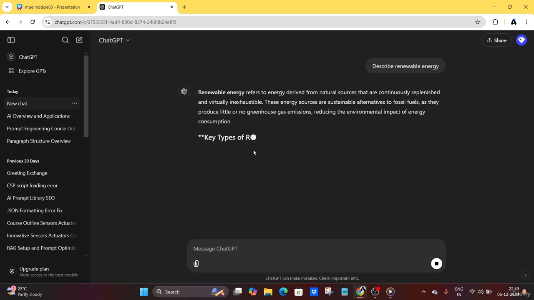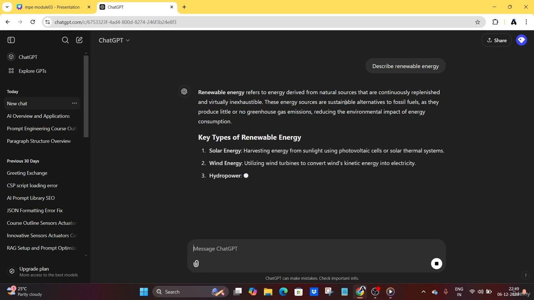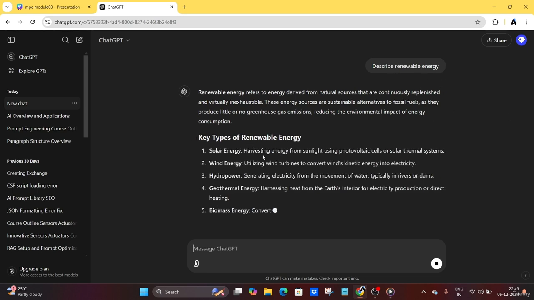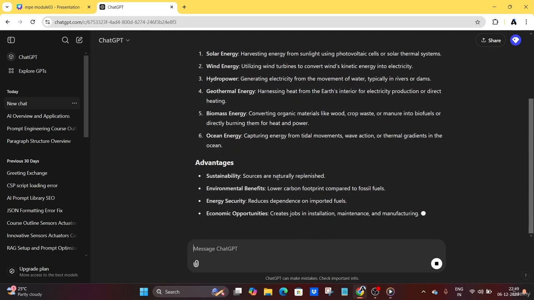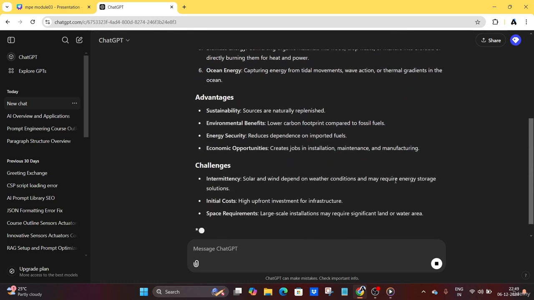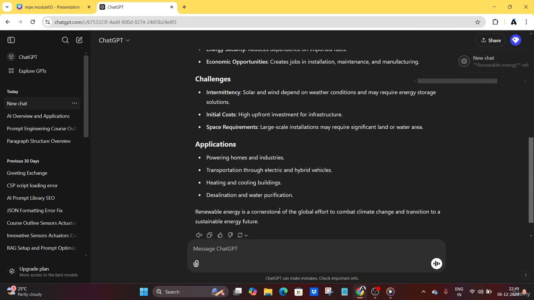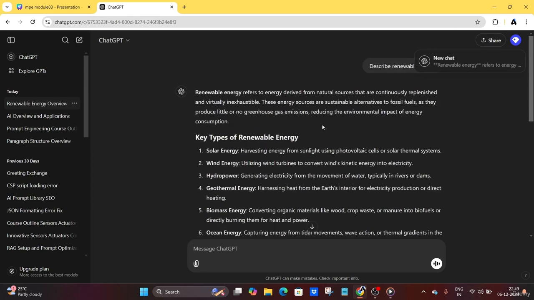You can see some output related to renewable energy: advantages, challenges, applications. Okay, it is good. This refers to energy derived from natural sources that are continuously replenished and virtually inexhaustible. But if I'm a beginner to renewable energy, what is the meaning of replenished and virtually inexhaustible? I don't understand it.